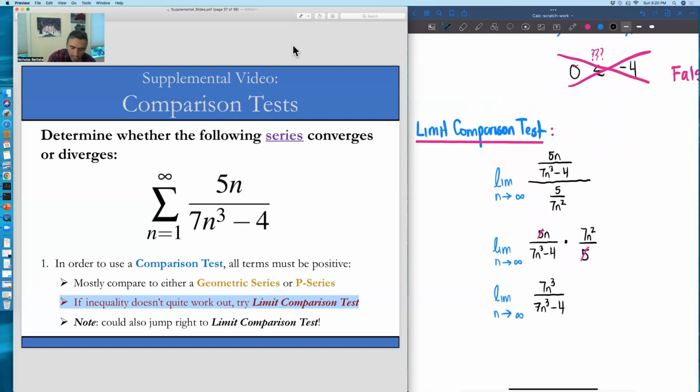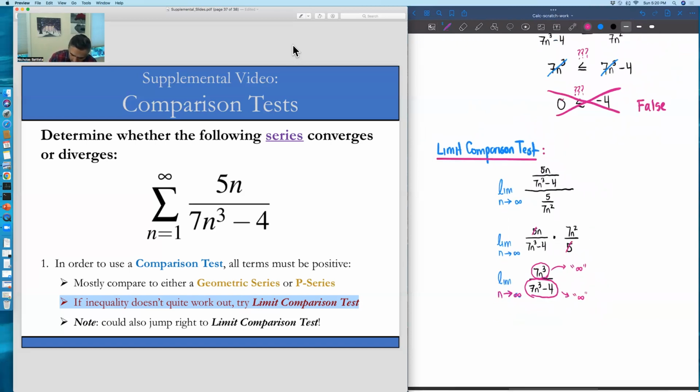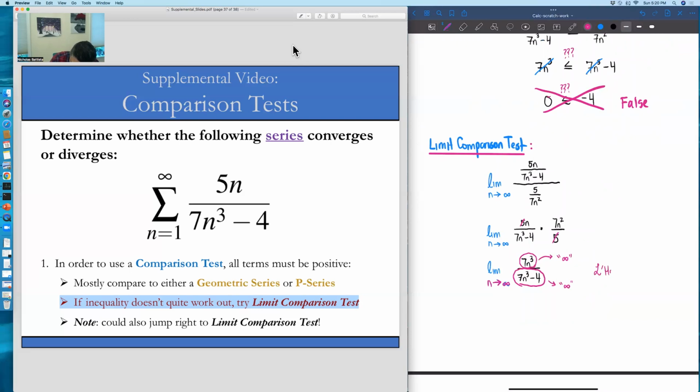And well, now we can try evaluating this limit. As n goes to infinity, we ask ourselves what's happening in that numerator and denominator. And well, that numerator, the 7n cubed, looks like it's heading towards infinity. And this whole denominator, as n gets very, very large, 7n cubed minus 4, is also looking like it's heading towards infinity. So what we get to do here is L'Hopital's rule.